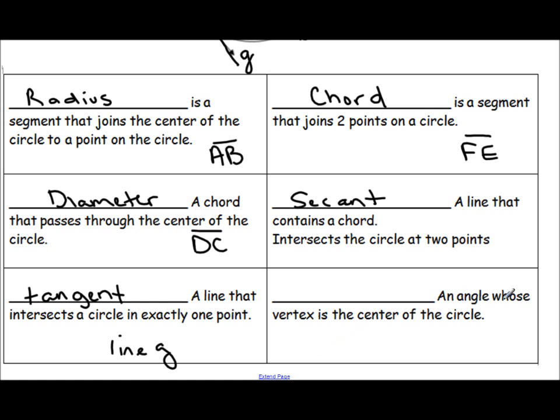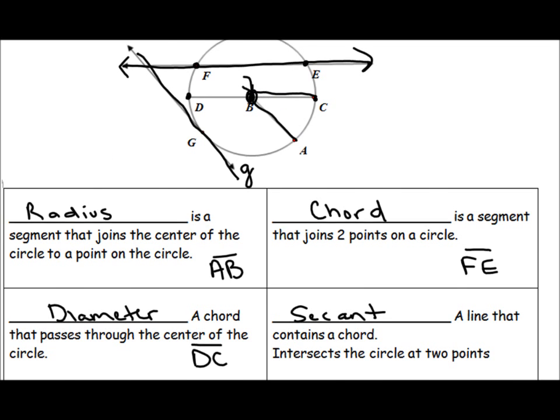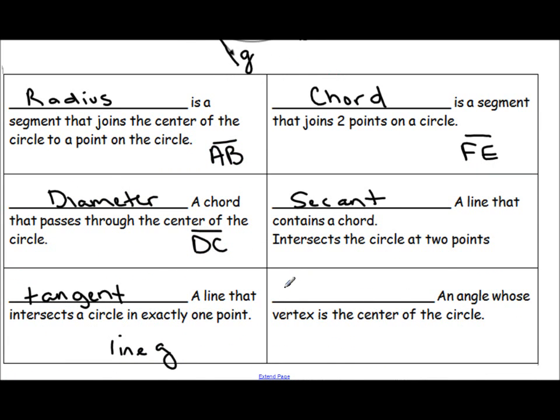And then finally, an angle whose vertex is the center of the circle. So angle CBA, whose vertex is at the center of the circle, is called a central angle. Central, keyword, center of the circle.